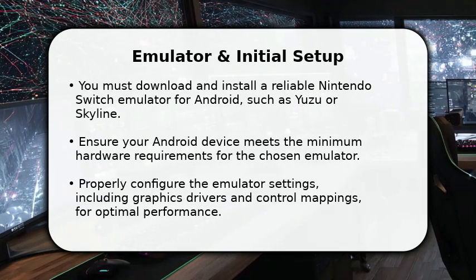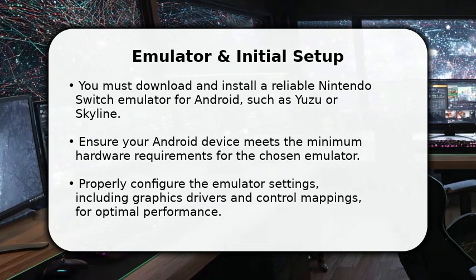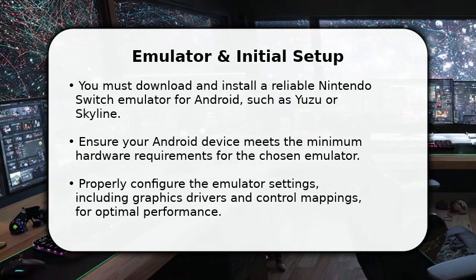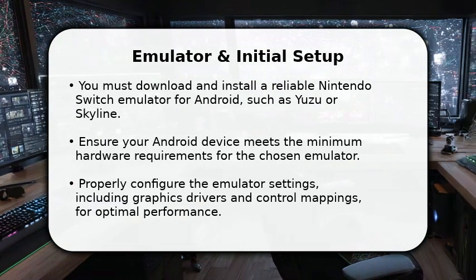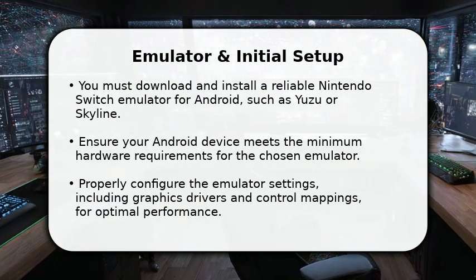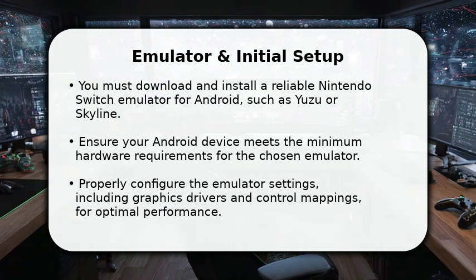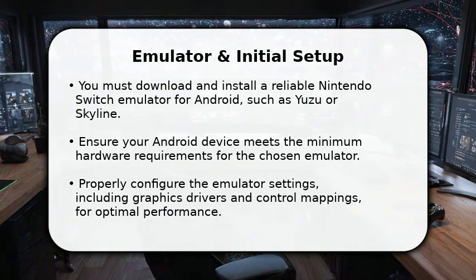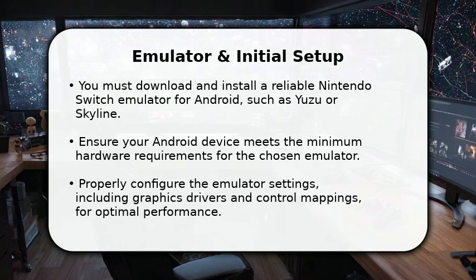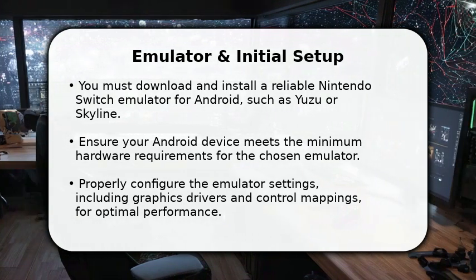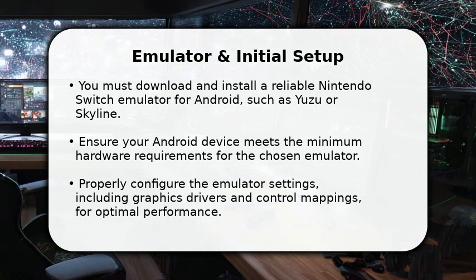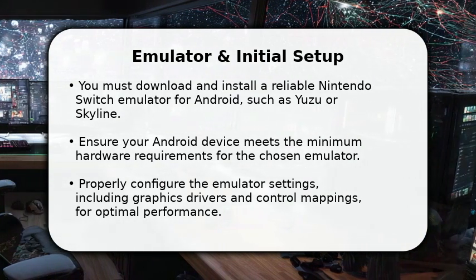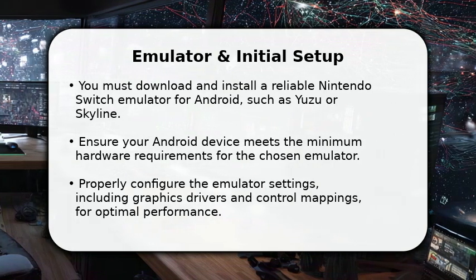In this video, I will explain how to play all Nintendo Switch games on Android. First, you will need to choose and install a compatible emulator for your device. Applications like Yuzu or Skyline are popular choices, but always ensure you download them from a trusted source. After installation, meticulously configure the emulator settings, adjusting graphics drivers and control mappings to suit your phone. This initial step is crucial for smooth gameplay.